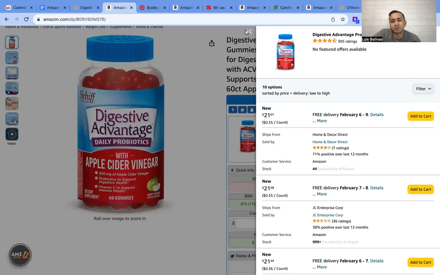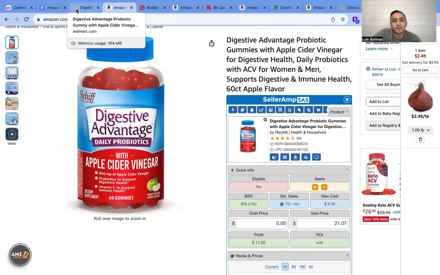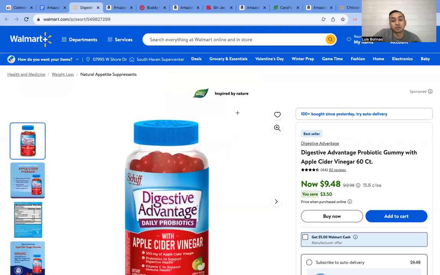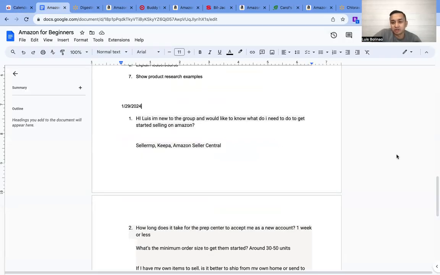So I look for products that have a margin between websites. I buy it online from Walmart. I ship it to a third-party prep center. They pack and prep it, and they ship it to Amazon. So this model is called online arbitrage.